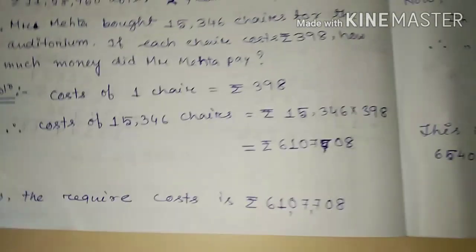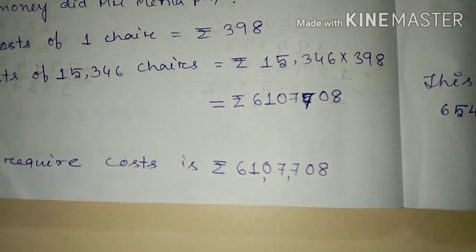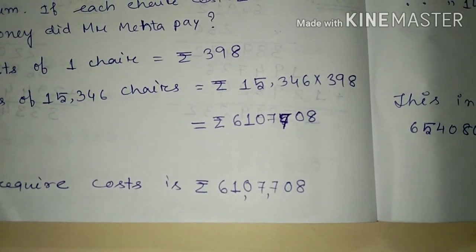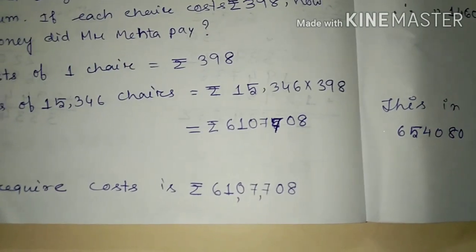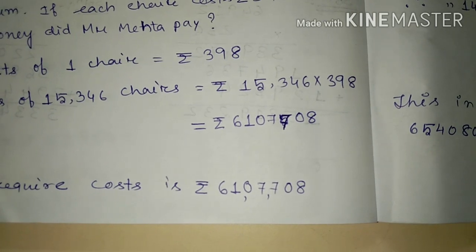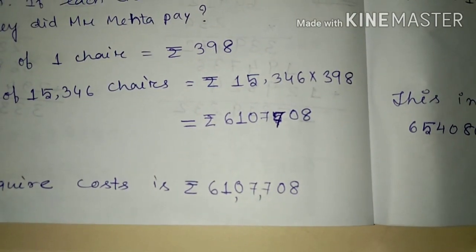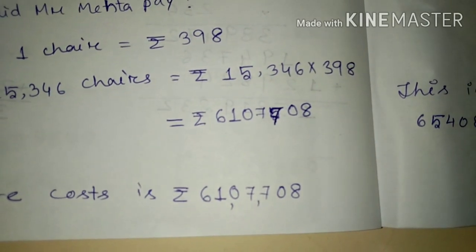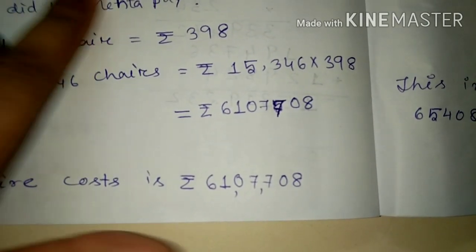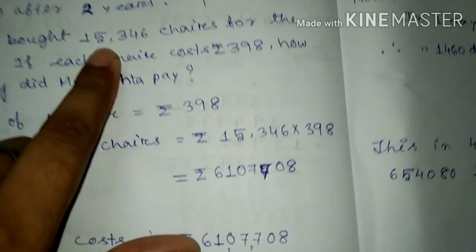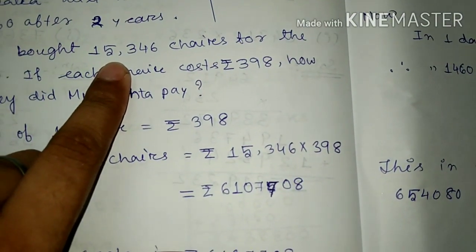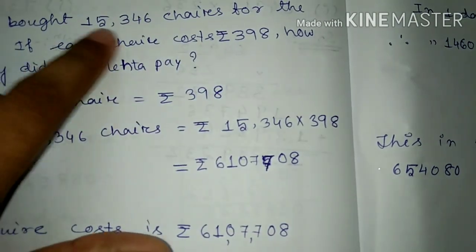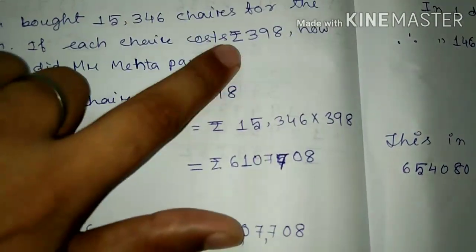Okay, so next question number 3. Mr. Mehta bought 15,346 shares for the auditorium. If each share cost is 398, how much money did Mr. Mehta pay? Actually, how many shares is there? 15,346. The cost of one share is 398. So you have to find the cost of this much. So you have to multiply these two.